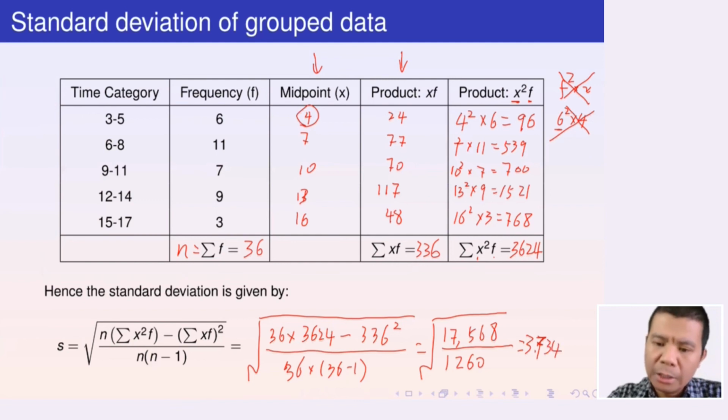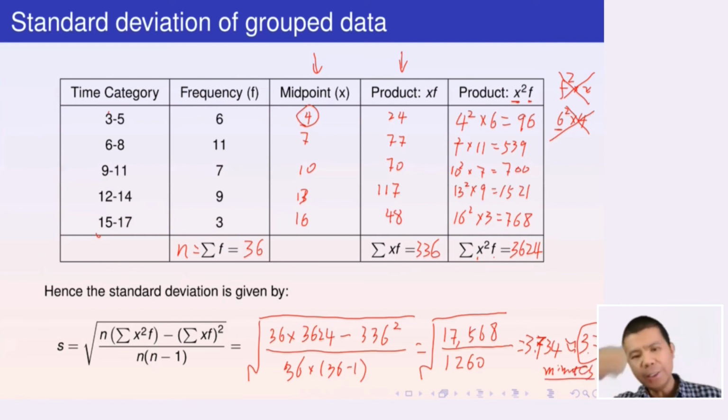I got 3.734. Again, you want to round to one more decimal place than the limits. The limits are integers, so we say 3.7, and of course this is in minutes. This is how we calculate the standard deviation of grouped data: find the midpoints, the products xf and x squared f, add them up, and then plug into the formula. As you can see, there are a lot of calculations involved, so be careful.